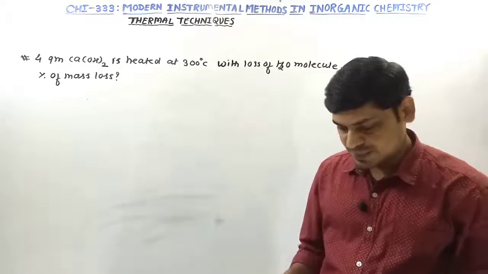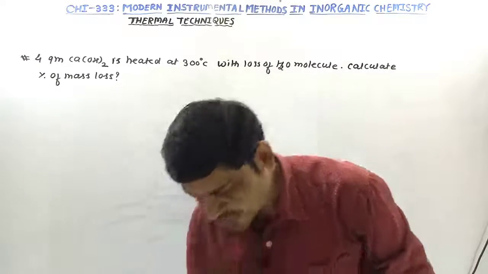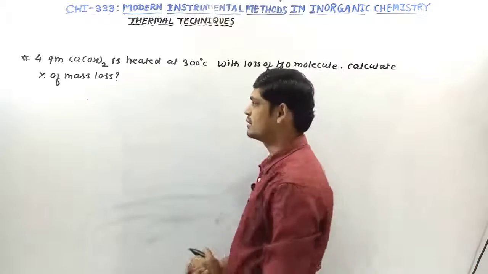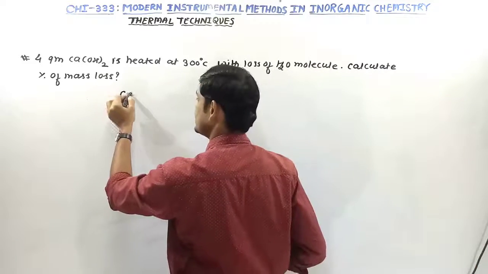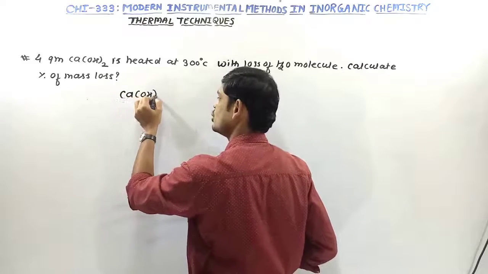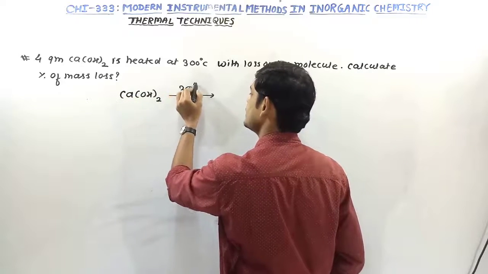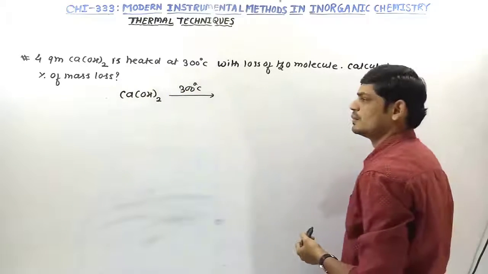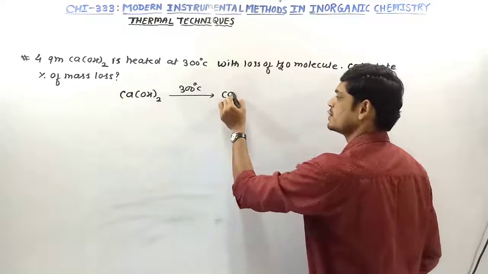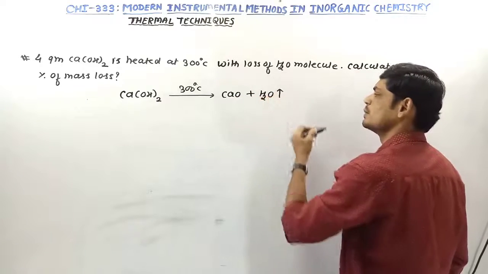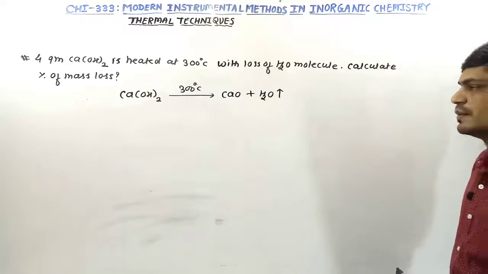So again, this is a similar numerical. First of all, we will write the equation for this decomposition. Calcium hydroxide, Ca(OH)2, when heated at 300 degrees Celsius, gives calcium oxide plus H2O in the form of water vapor.